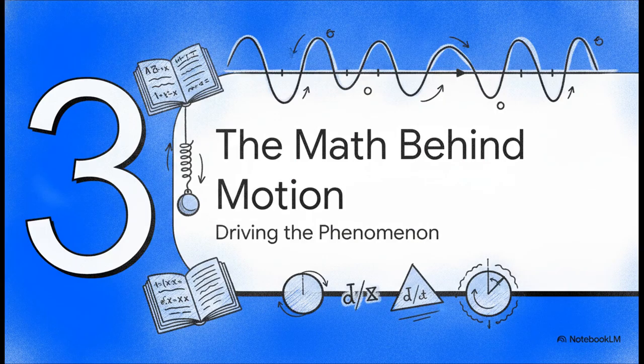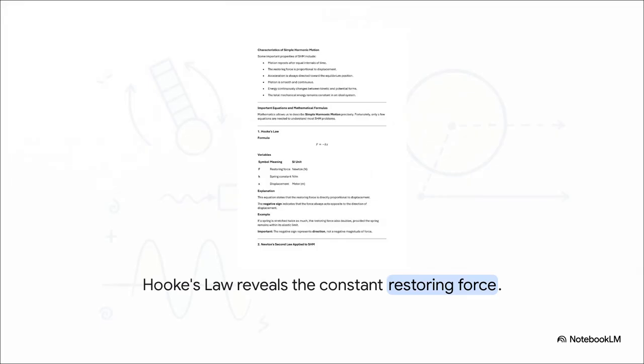Okay, time to open our textbooks for Section 3, the math behind the motion. We're going to look at the actual engine driving this phenomenon. And don't worry, the math here is beautifully elegant. What's really interesting about Robert Hooke's famous equation is that the negative sign isn't just a minus. It's literally a compass, constantly pointing the object back home. Hooke's law states that force equals negative k times x: F = -kx. F is the restoring force, x is the displacement, and k is just the spring constant, which basically tells us how stiff the spring is.